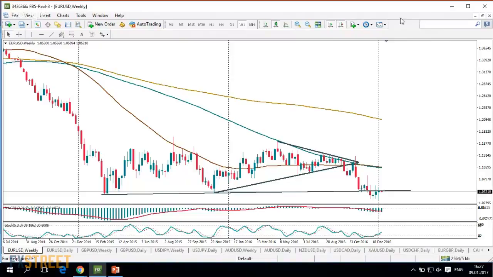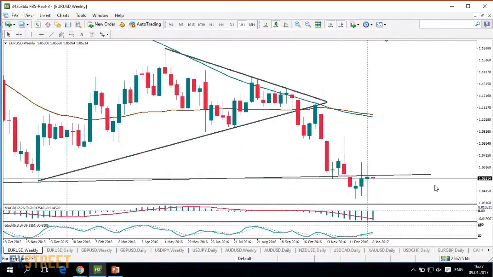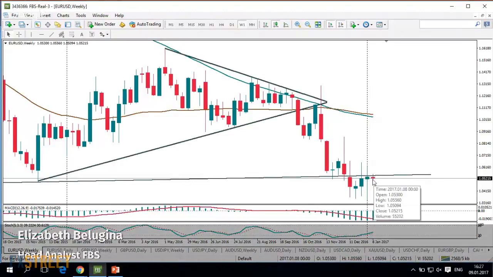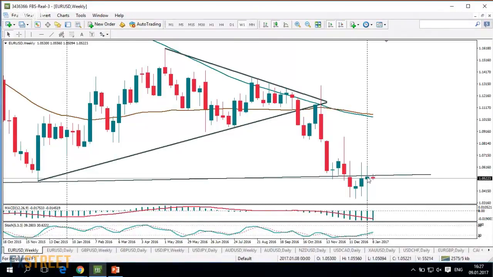We now start with euro dollar. And at the weekly chart, we can see that the pair is trading in the 105 area, above 105. Last week, the pair tested lows below 103.40, but still managed to close the week above 105 mark.